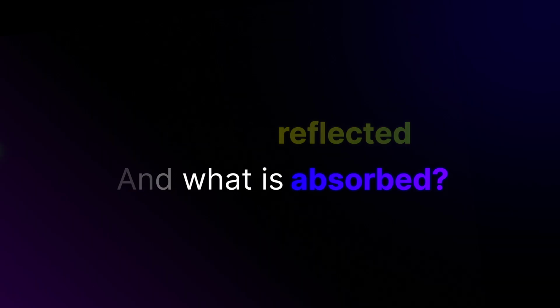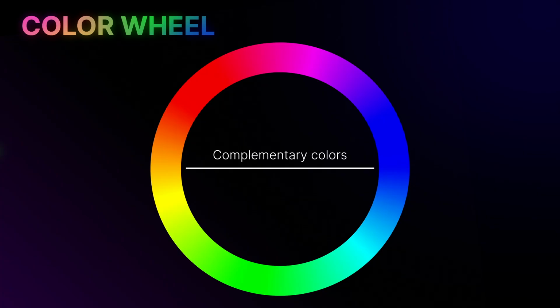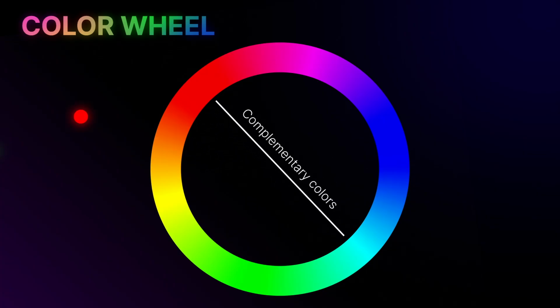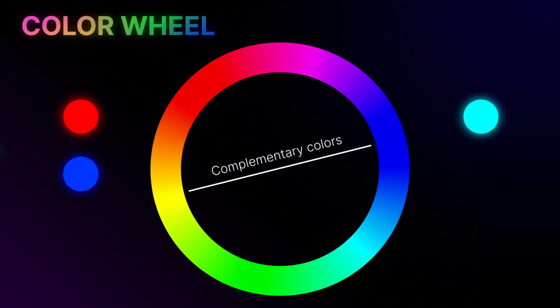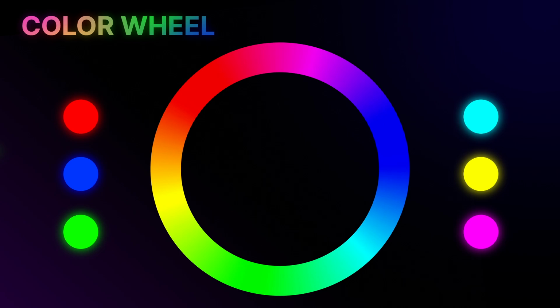To better understand these relationships, we use the colour wheel. The colour wheel is a simple representation of visible light and the relationships between its colours. Colours that lie opposite each other on the colour wheel are called complementary colours. For example, red and cyan, blue and yellow, or green and magenta. These colour pairs have a special relationship and play a central role in colour perception and colour mixing.